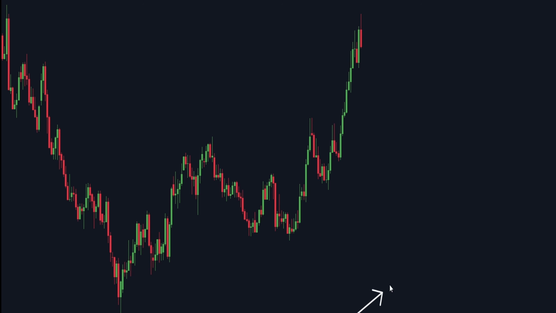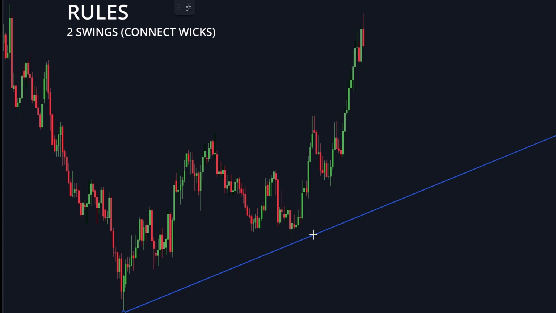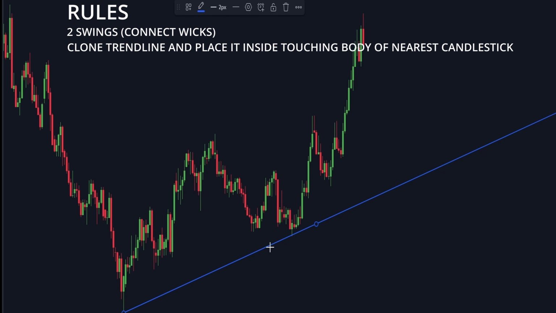In this case, this is a clear uptrend market. This is our first swing low and this is our second swing low. Let's draw a perfect trend line using both of them. First step, connect the wick of the first swing low to the second swing low. To create an area, simply clone this trend line and place it at the body of the nearest candle, which is here, as you can see.